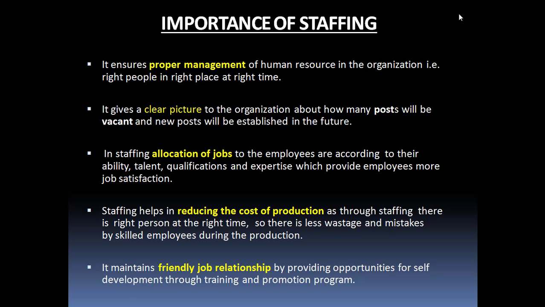The third importance is that in staffing, allocation of jobs to employees is according to their ability, talent, qualifications and expertise, which provides employees more job satisfaction, because the employees feel that they are being placed at the right job as per their qualification and talent, right? And the fourth importance is that staffing helps in reducing the cost of production, as through staffing there is the right person at the right time, that is, an employee with the right expertise, talent and qualification is present whenever there is a job vacancy or requirement in the organization, to fill that position, right?